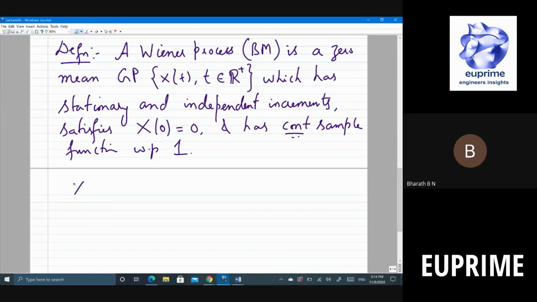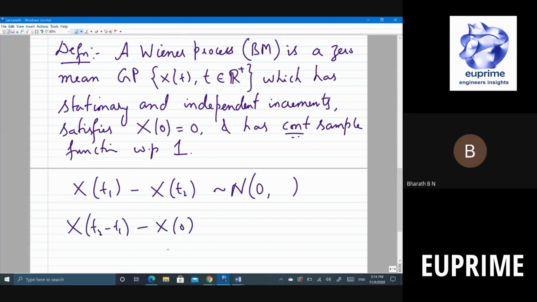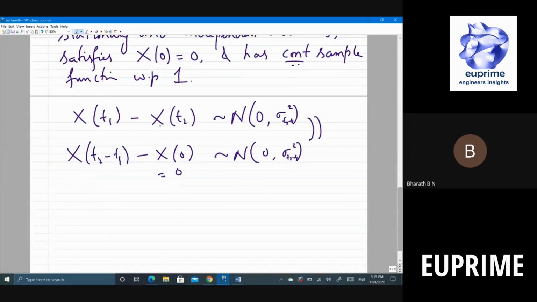So what do you mean by that? For example, x of T1 minus x of T2. This is definitely Gaussian. Do you agree? With zero mean and some variance. So this is the same as x of T2 minus T1 minus x of 0, but x of 0 is 0 anyway. So this is also, by definition, Gaussian with a certain variance. Now, it essentially says that these two distributions are the same. That means the variance that you put here, let's call it T2 minus T1 squared, will be the same. That's what stationarity is all about. Independent increments essentially says that if you take x of T1 and T2 and then x of T3 minus x of T4, they are independent random variables. Again, both are Gaussians but independent.